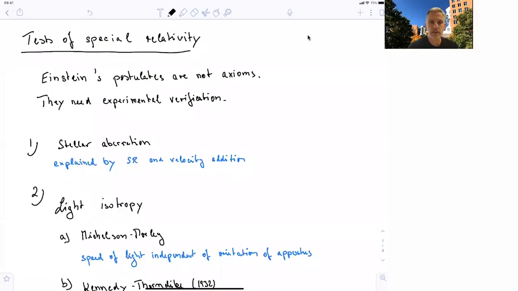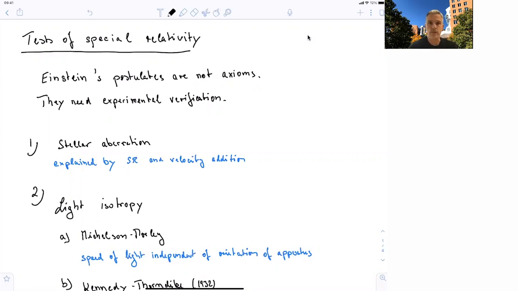Welcome back to 820 Special Relativity. So we're starting a new chapter in which we look at tests and implications of special relativity. We started the entire discussion and derivation of Lorentz transformations and the description of the paradoxes based on Einstein's postulates.